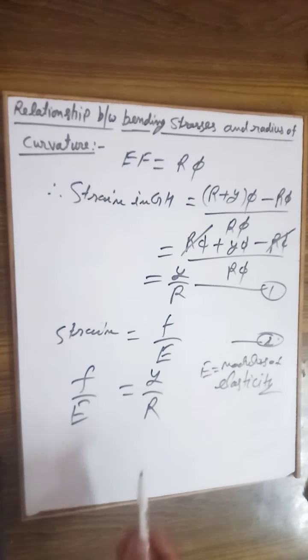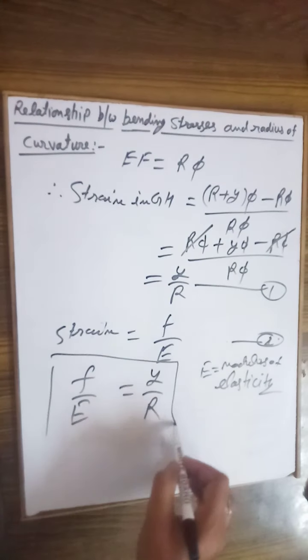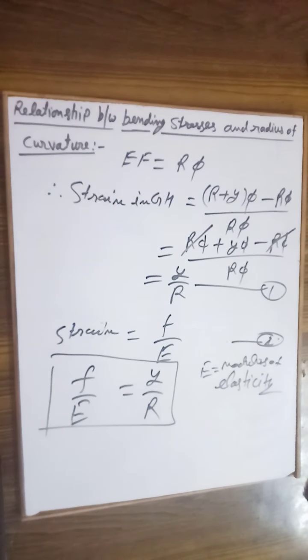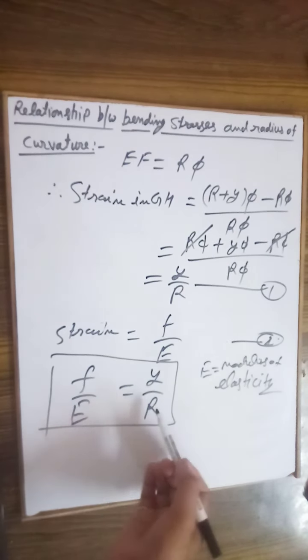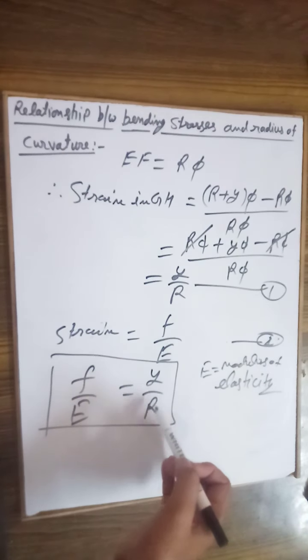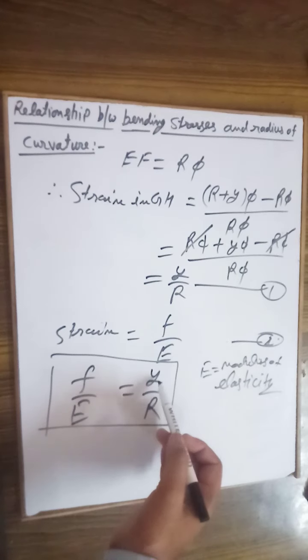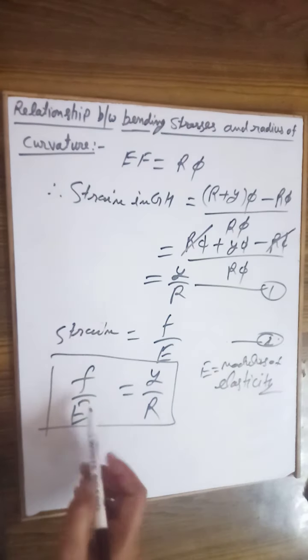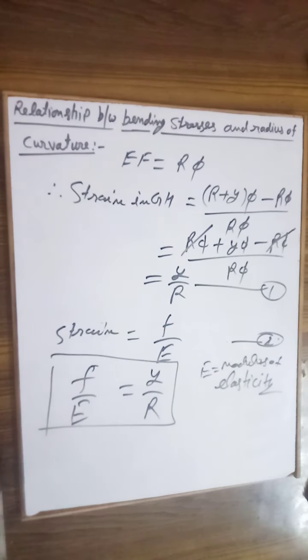Here E is the modulus of elasticity, R is the radius of the curvature, and Y is the elongation part. Here F is our force, so stress we can say is our bending stress in this term. So we can say this is our equation number 3.